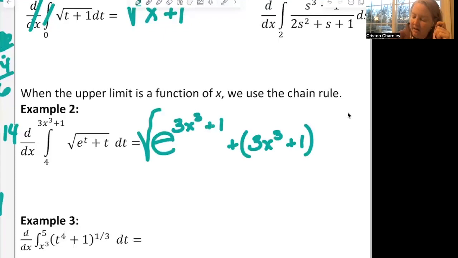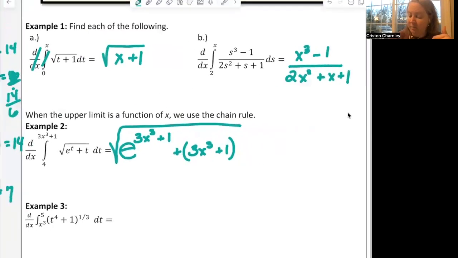And then here's the radical. So that's the replacing piece. Now, because this is more complicated up here than just x, we need to follow it up with the derivative of that quantity. So the derivative of 3x cubed plus 1 is 9x squared.